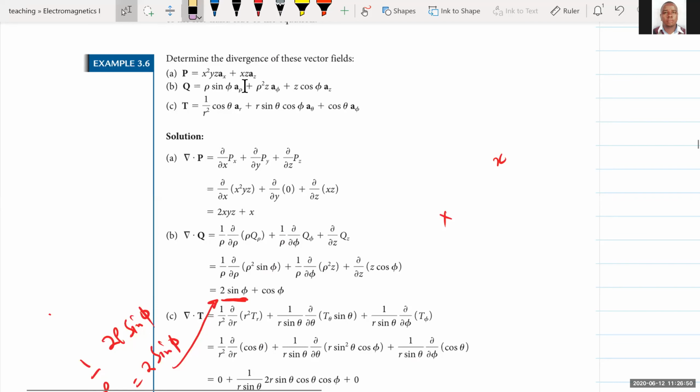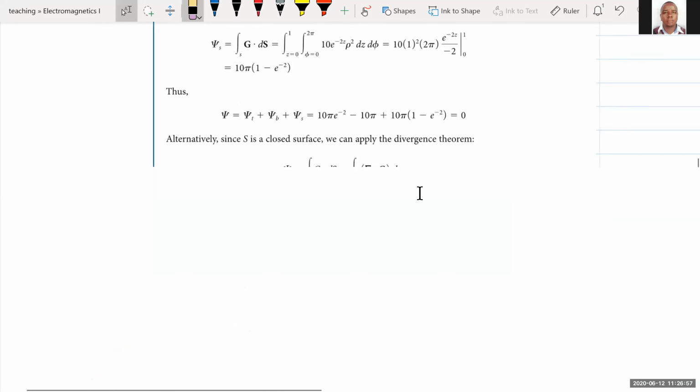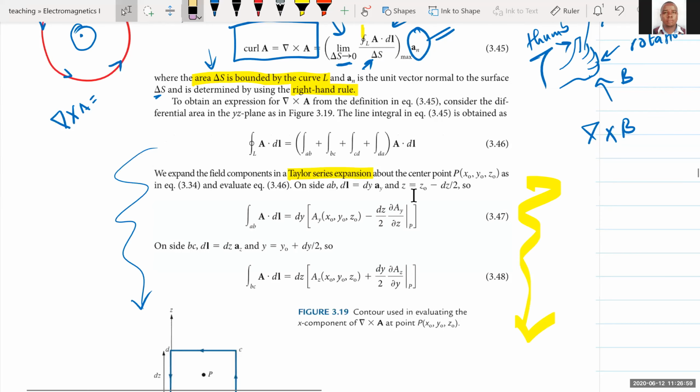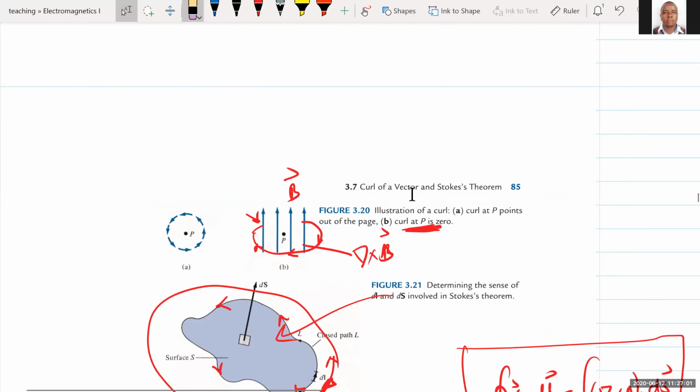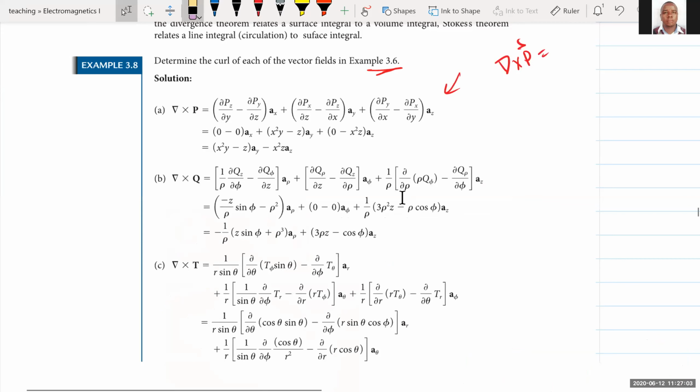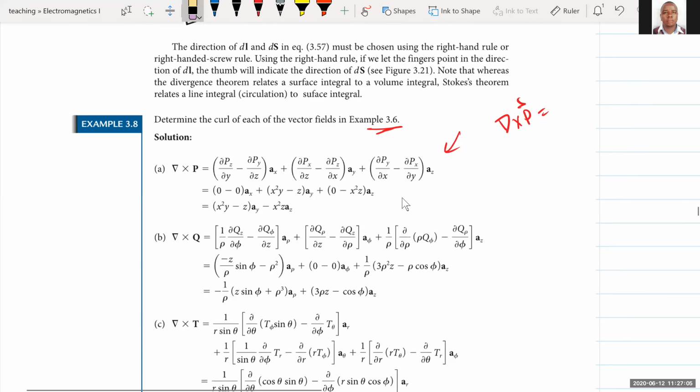We can try to remember this: x squared yz, xz. So I won't write it here. P is equal to x squared yz ax plus xz az. I think that is how it was. Did I get it right?